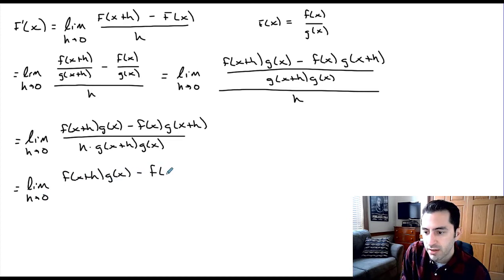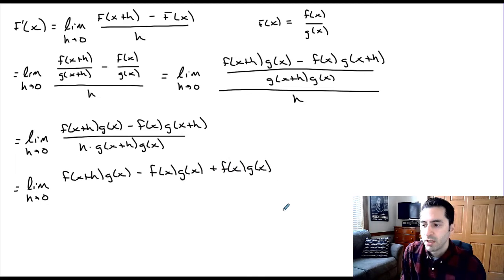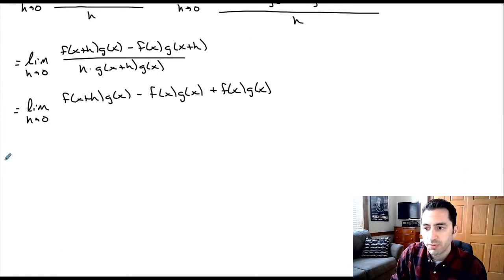So we're going to subtract f of x times g of x. And since we're subtracting it, we're also going to add f of x times g of x. So adding it and subtracting it, that's like we're adding in 0. So we're not changing the value of this fraction at all. We're just putting in some more terms, and we're going to be able to factor with this.